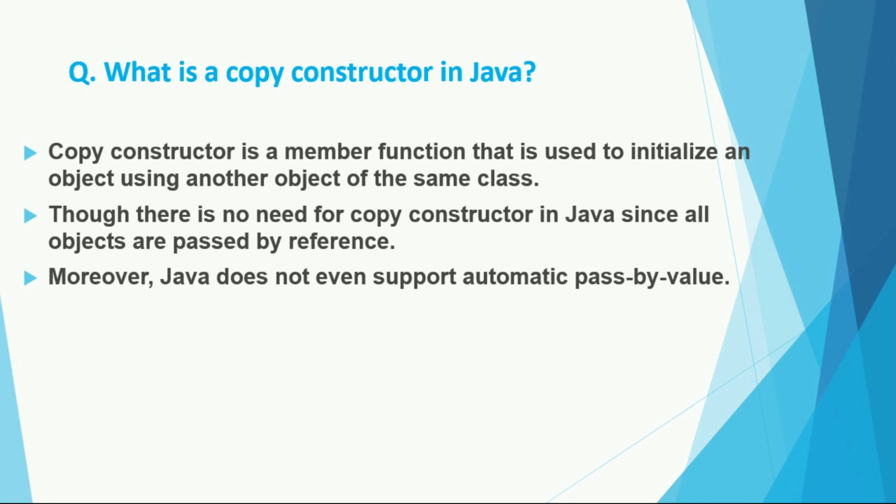We can use a copy constructor in C++, but in Java there is no need of a copy constructor, because in Java all objects are passed by reference, so Java does not even support automatic pass by value. Okay.